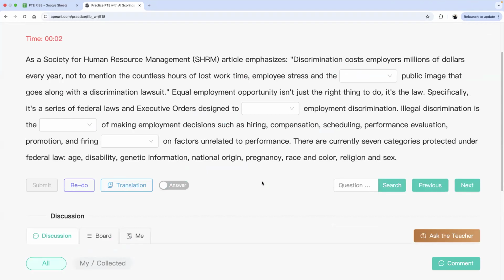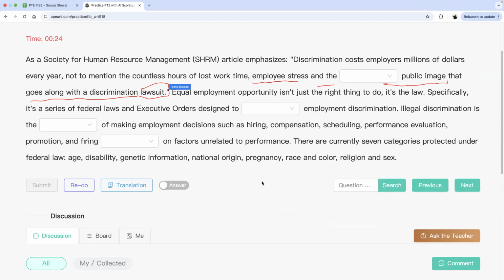Okay. As a Society for Human Resource Management article, discrimination costs employers millions of dollars every year. Okay, so it's about employees and that. Now you go here. Employee stress and the dash public image that goes along with discrimination lawsuits.